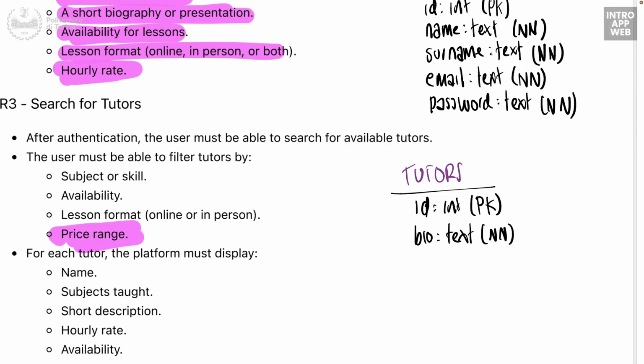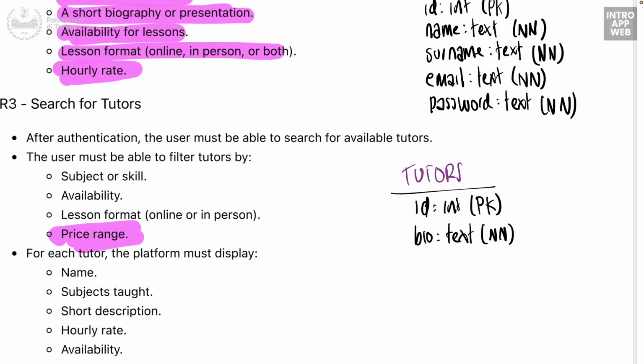What about the lesson format? Is it information that we can associate to the tutor, or is it information associated to the relation between the tutor and the lessons? Yeah, because it makes sense to say this tutor for this lesson, the lesson format is online, or this tutor for this lesson, his lesson format is in presence or Google.